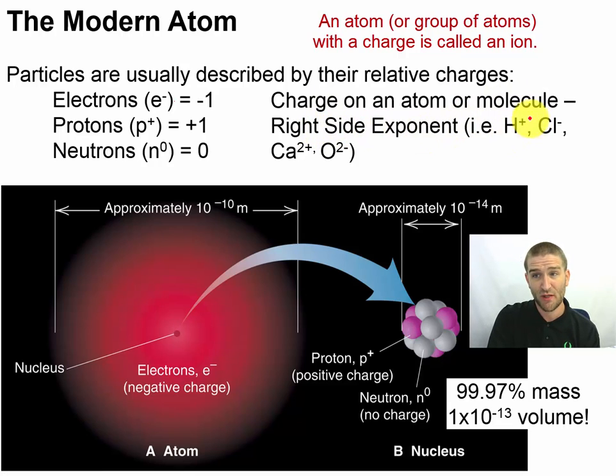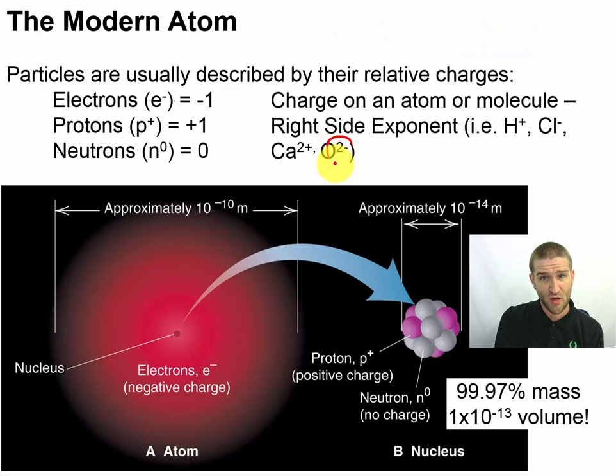So if it's hydrogen with a plus charge, we'll put it right up there. A chloride ion with a -1 charge will be up here. A calcium ion with +2 will be up here. And an oxygen ion with a -2 charge will be up here. So we're always going to be putting our charges on the upper right-hand side. And you can see that we're consistent throughout all of this.